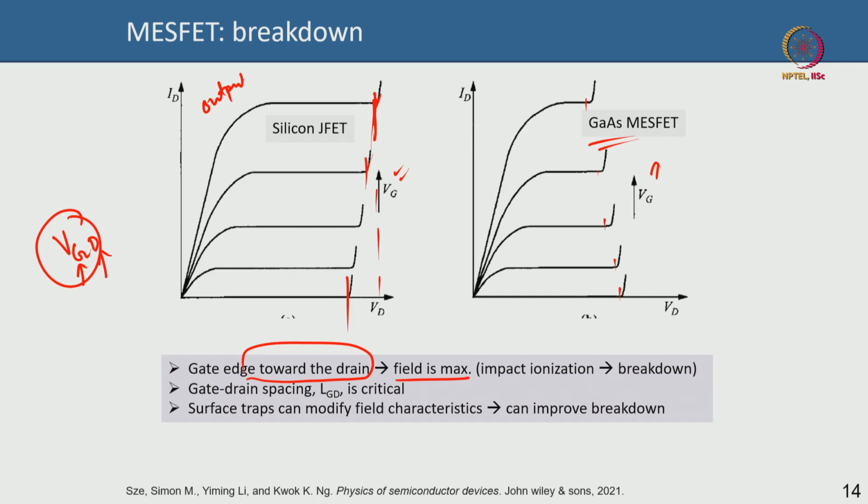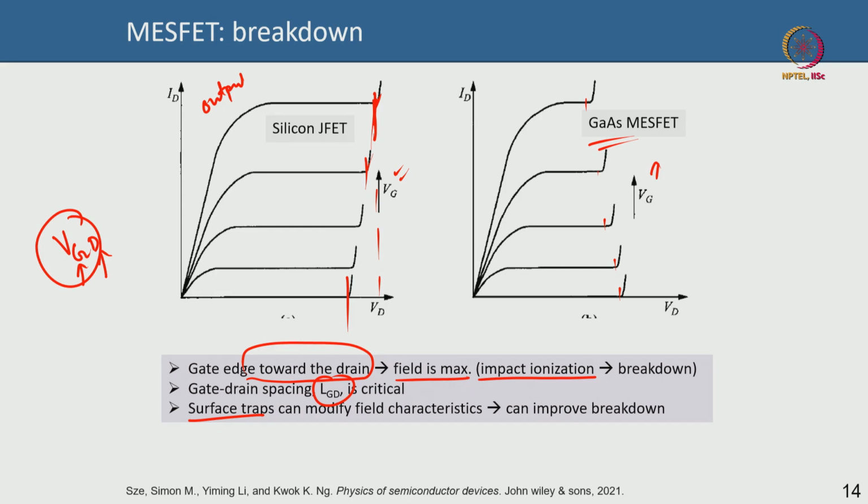and when the field is highest, it is the point which is most likely going to start impact ionization and breakdown will happen. So the gate drain spacing in a MESFET is critical, that is point number 1. Point number 2 is that the surface traps, which are not present so much in silicon, because you have a silicon dioxide, excellent dielectric, so many of the surface traps, surface problems do not appear so much in silicon as they appear in 3-5 semiconductors, because we do not have a native oxide like silicon dioxide for a gallium arsenide or a gallium nitride material system.